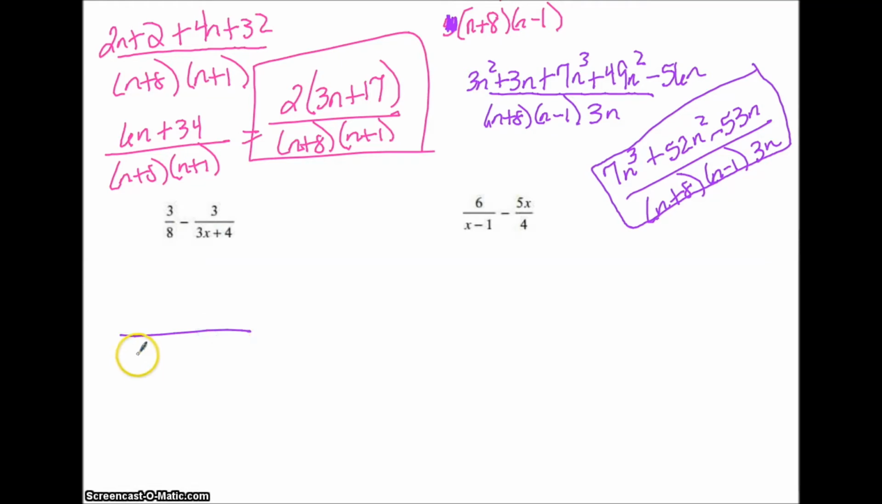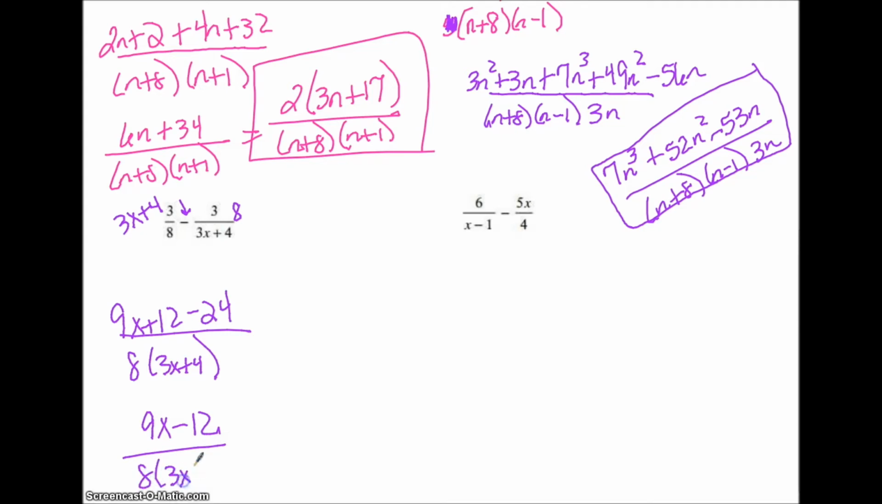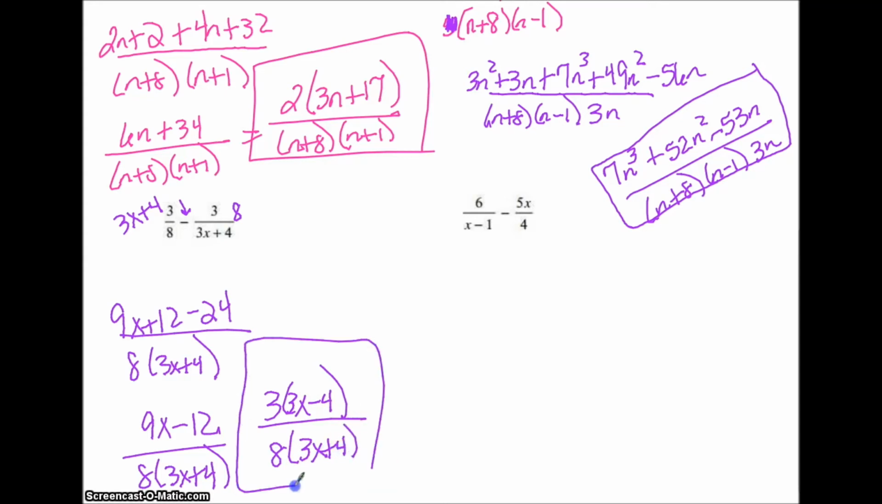Common denominator, we've got our 8, and we've got our 3x plus 4. So this is missing 3x plus 4, this is missing 8. So 9x plus 12. Be careful, it is subtraction, so minus 24. So 9x minus 12 over 8 times 3x plus 4. Pull a 3 out, and so you have 3 and x minus 4. No, my bad. You have 3x minus 4 over 8 and 3x plus 4. You really want to cancel, but you can't because one's a minus and one's a plus.